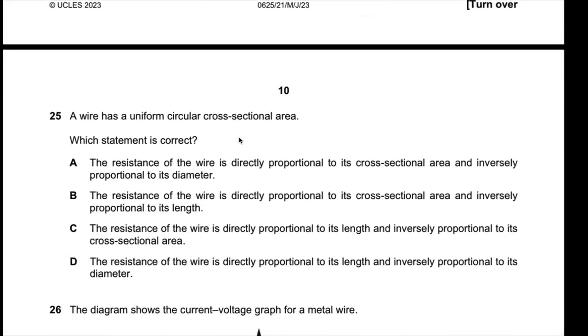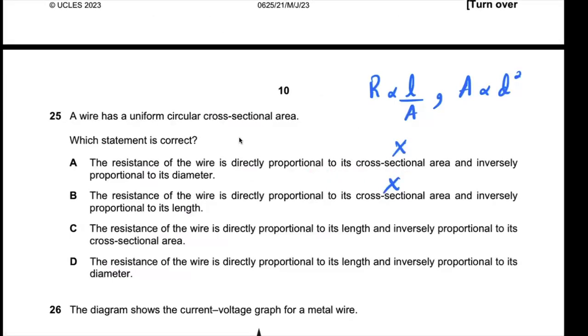All right. Next we have 25. So a wire has uniform cross-sectional area. Which statement is correct? So we know resistance is proportional to length over area. And I've also taught you guys this, that if someday the examiner does ask you about the diameter, really area is proportional to the square of the diameter. So resistance of wire is directly proportional to cross-sectional area.